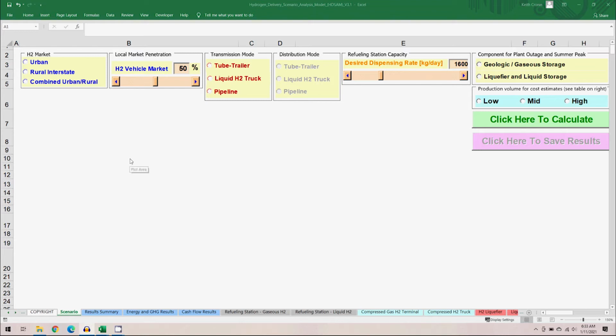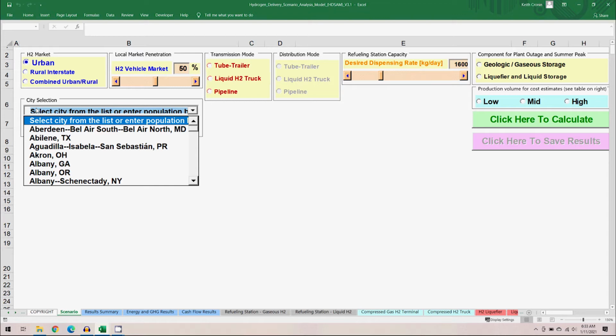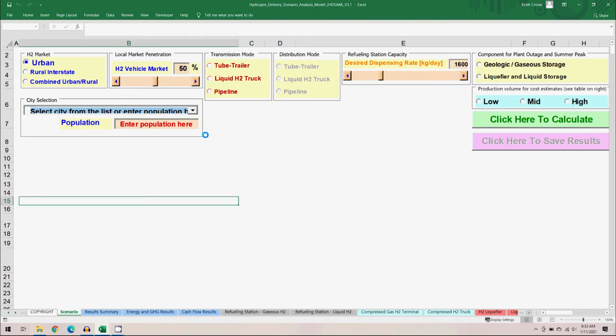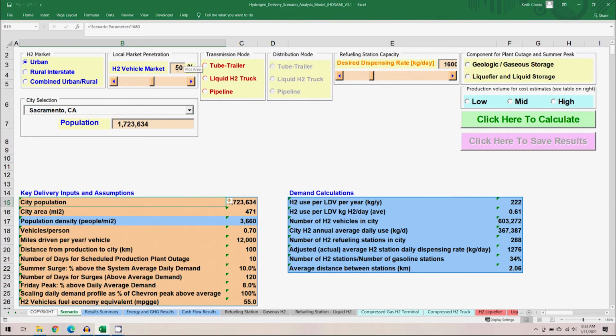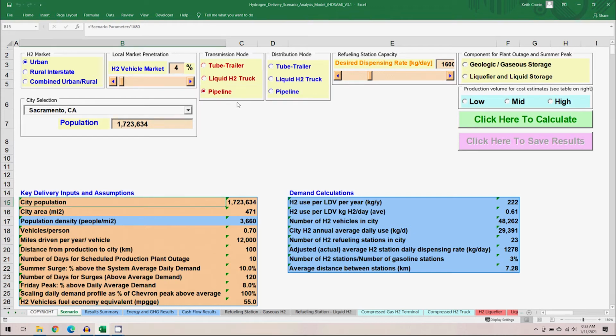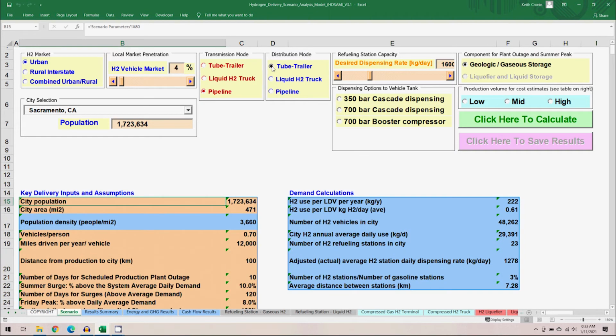On the scenario worksheet, I'll select urban as the hydrogen market and choose Sacramento as the city selection. I'll set the hydrogen vehicle market penetration at 4%. I'll select the transmission mode to be pipeline and the distribution mode to be tube trailer. The dispensing rate will be 500 kilograms per day, and the dispensing option will be 700 bar cascade dispensing. I'll select mid for the production volume, and I'll click to run the model.